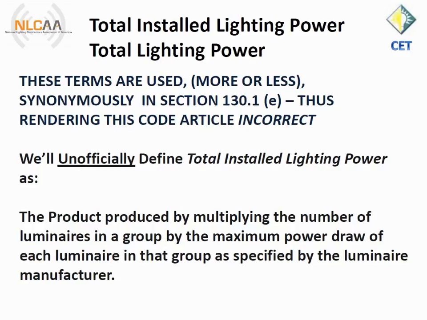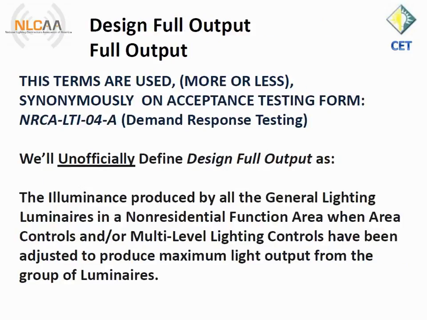Total installed lighting power and total lighting power. These are used in the specification for mandatory demand response. We'll define total installed lighting power as the product. You take the number of luminaires, you take the manufacturer's spec sheet for their maximum draw, you multiply for the number of them in an area, and would that be total installed lighting power? If that's total installed lighting power, then section 130.1e doesn't really make a lot of sense, and that is your demand response requirement.